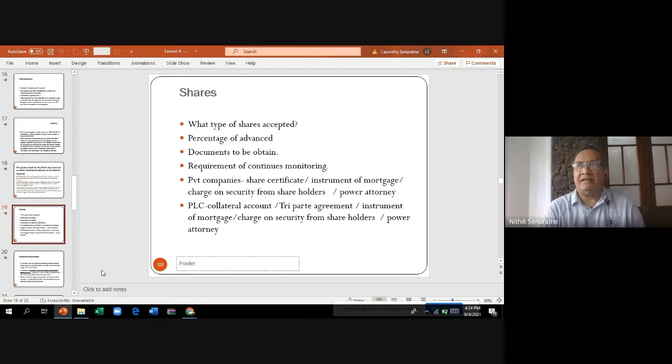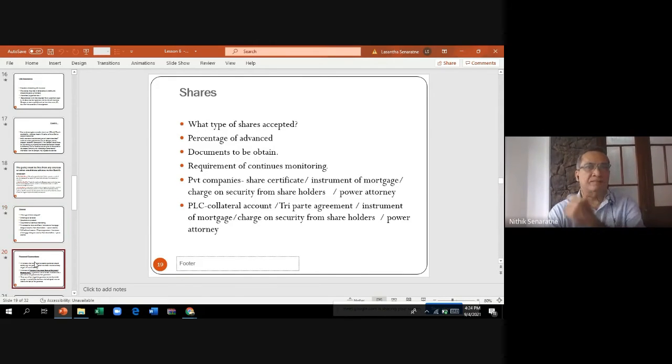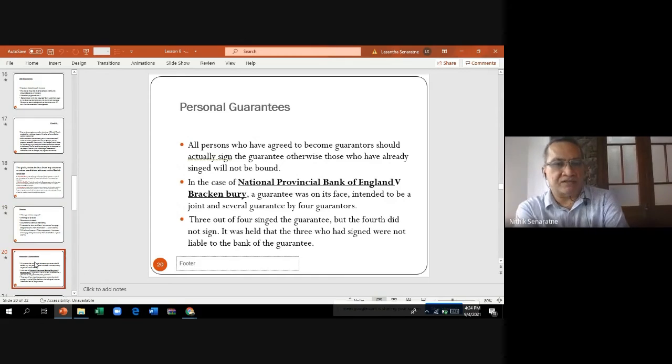But lending against shares is not so advisable in a fluctuating market. Anything can happen at any moment. No one knows what will happen, right? So I don't know whether it's advisable to invest and lend against shares in today's context, right? Any questions?